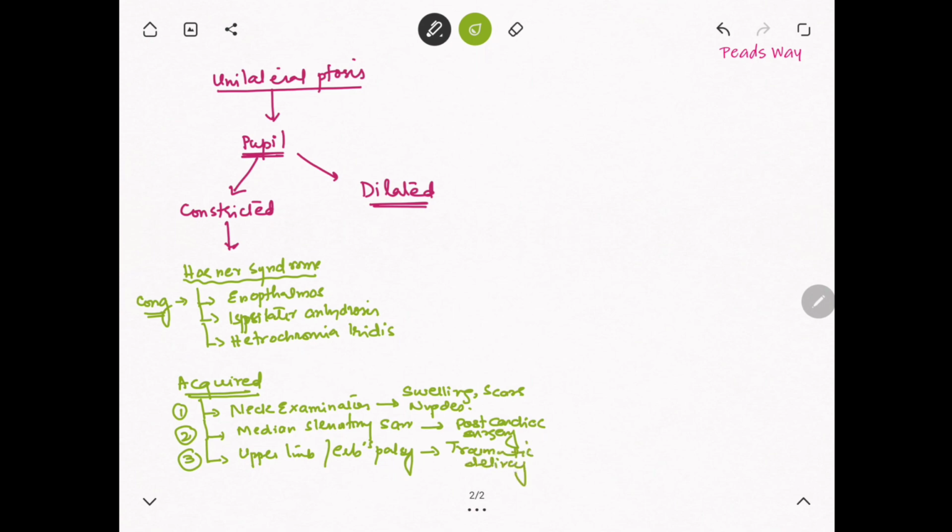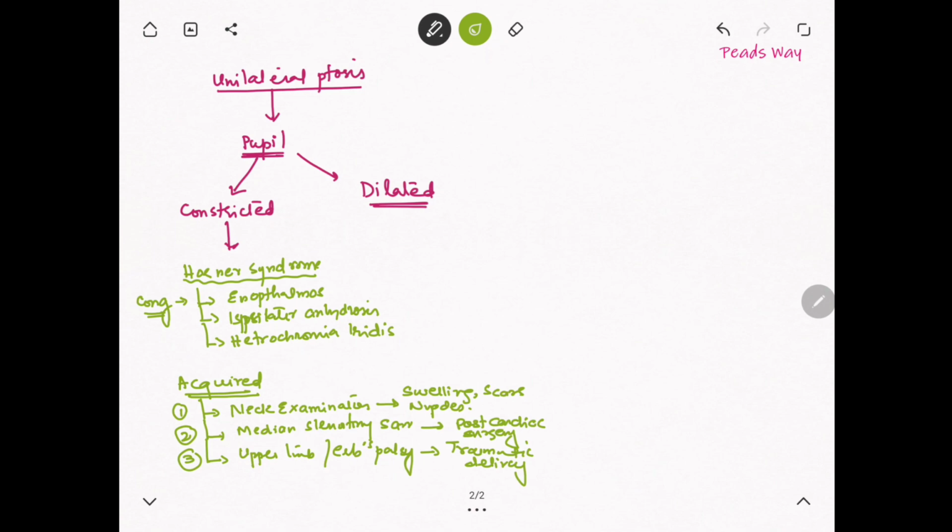So you see, it's very simple. If you find a child with unilateral ptosis, you'll look for the pupil. If the pupil is constricted, go for Horner syndrome. Check for the features of Horner syndrome, either it is congenital or acquired. Congenital will have features like anophthalmos, ipsilateral anhidrosis, heterochromia iridis. And acquired, look for the cause. You look for neck examination, sternotomy scar, and upper limb for Erb's palsy.